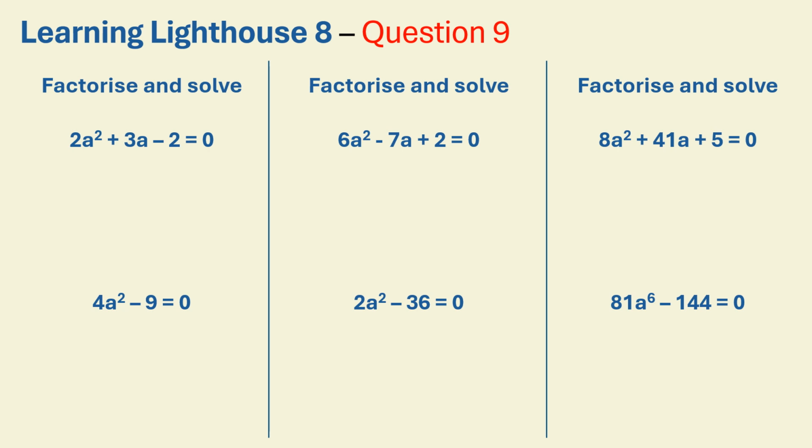But first, we have to factorise. Looking at this, because we've got a prime number here and a prime number here, we're going to try to do it by inspection. So we believe it's probably 2a and a. And we're going to put 2 in here, and we need to get positive 3. So if I have positive 2 times 2a, that gives me 4a. If I minus 1 here, that gives me minus 1a, which gives me my 3a. So I can go straight on to solving that.